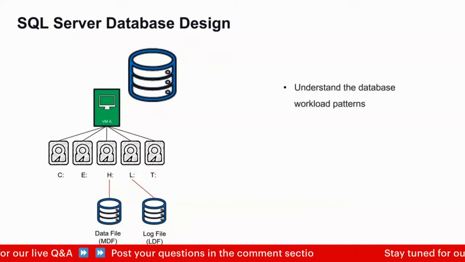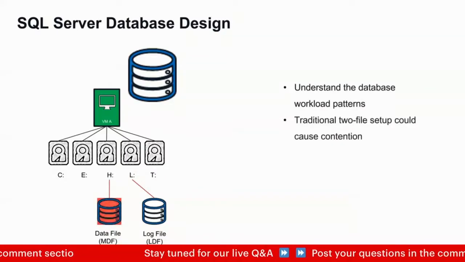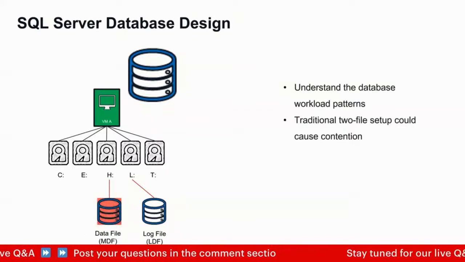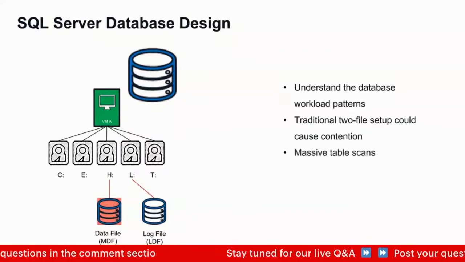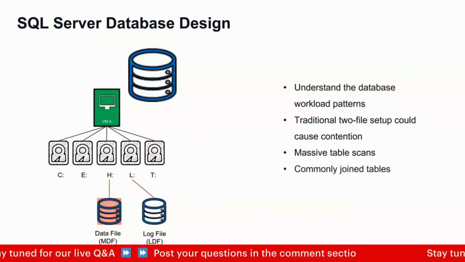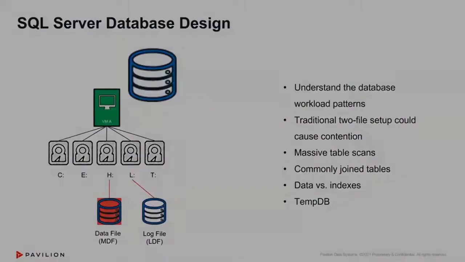I got to understand what my workload is actually doing in there. This two-file setup could honestly be causing a hotspot inside the data file, and you end up with massive problems like table scans can lock the table. If you have commonly joined tables, you can have a metadata hotspot in there. If I'm scanning indexes and rereading data all the time, it could slow things down. I could have tempdb concurrency for things like sorts, or if I don't have enough RAM, it spills there and it's not fast enough and it can't keep up. It's not fun.